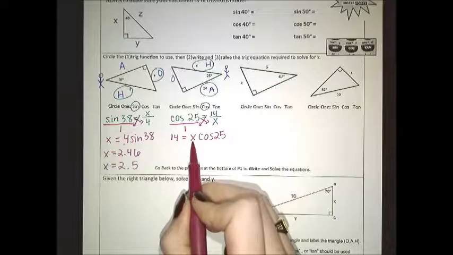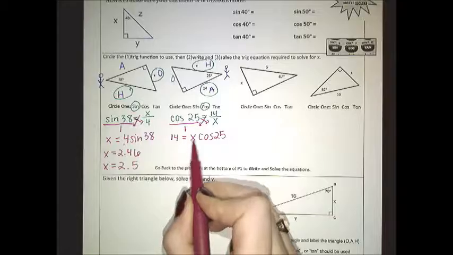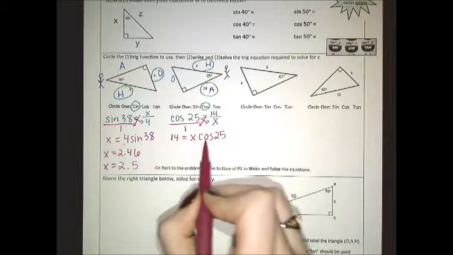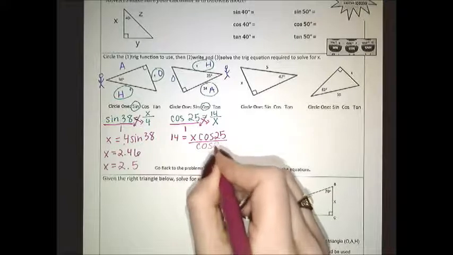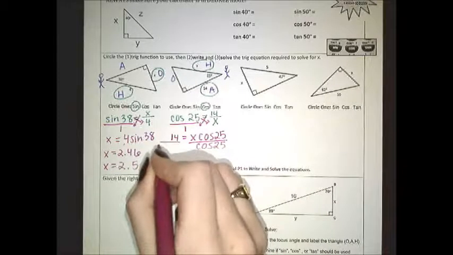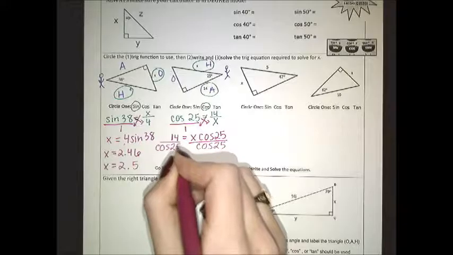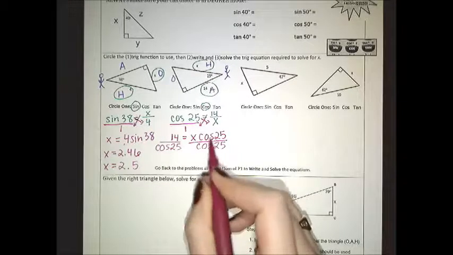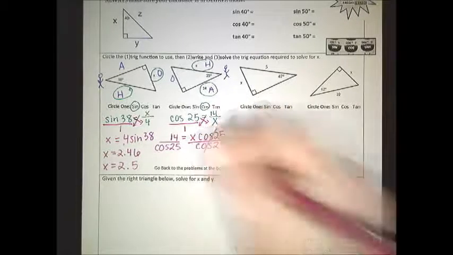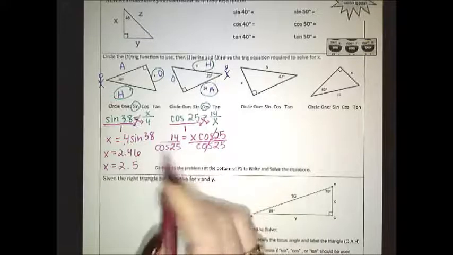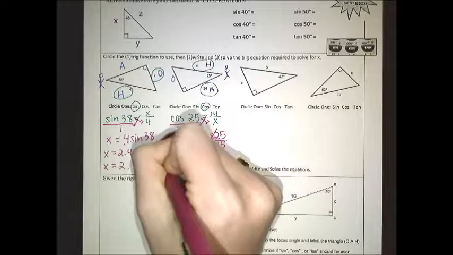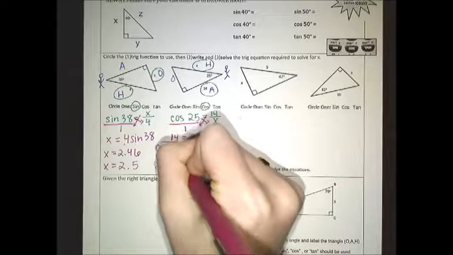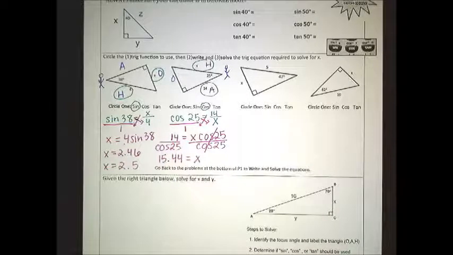If I want to solve for x here, I need to get it by itself. Since it was being multiplied here, the opposite of multiply, as you know, is divide. So we can just divide by the whole thing, cosine of 25 degrees. Dividing by that, these cancel on this side. And so you get that x equals 14 divided by cosine of 25. And once you type that in your calculator, you end up with 15.44 equals x.